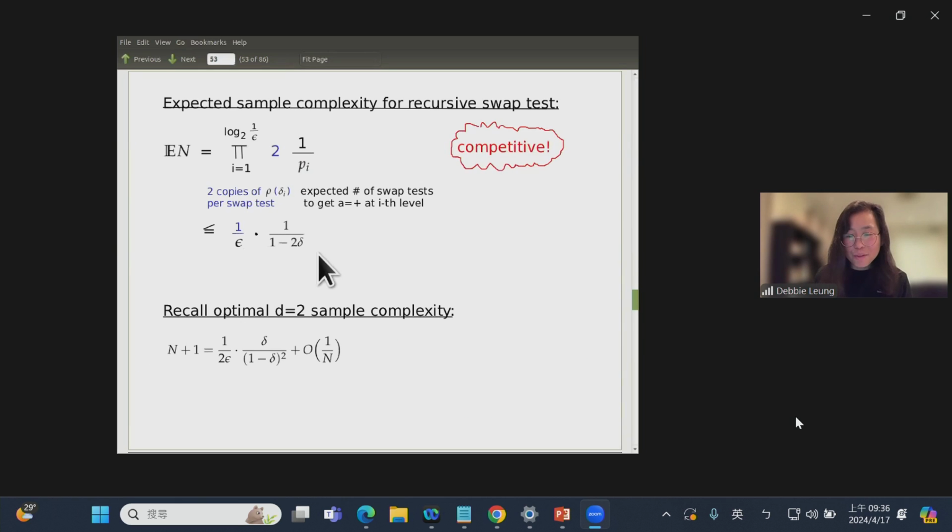So in comparison with the optimal qubit result, they are very similar as long as delta is not close to 1/2. These 2 expressions for most purposes are off by a factor of maybe 3, 5, something like that, maybe 8. While the earlier protocol only worked for qubits and has a more complex circuit implementation. So this is one take-home message, that the recursive swap test is actually competitive, and it is a lot simpler to implement if you have low enough noise, which is hard.